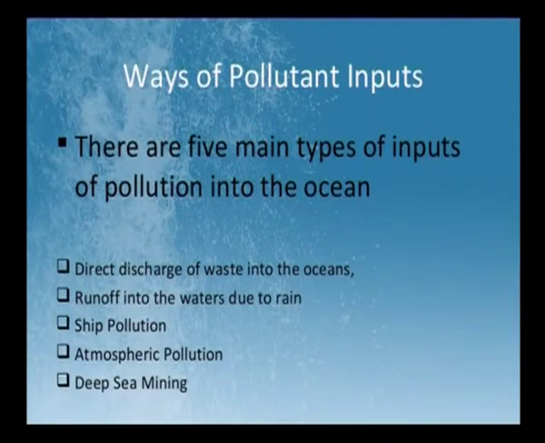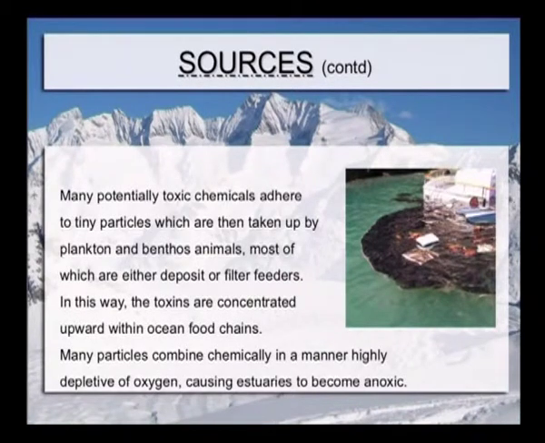If you look at it, potentially toxic chemicals actually adhere to tiny particles which are then taken up by plankton and benthic animals, and most of these are either deposited or become filter feeders. In this way, the toxins are concentrated upward within ocean food chains. Many particles combine chemically in a manner highly depletive of oxygen, causing estuaries to become anoxic, that is where oxygen levels become pretty much negligible.